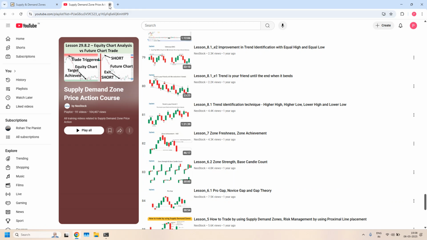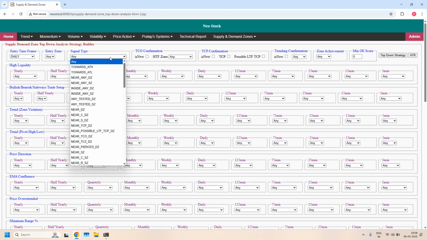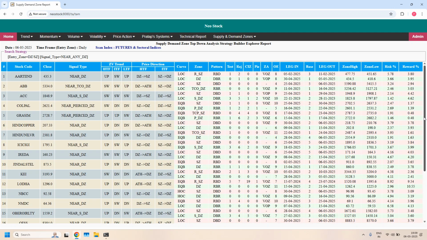Okay, now let's generate the reports. So first, I'm going for daily time frame. Let us find the stocks near to the daily demand zone. So total we got 23 stocks. So let us identify daily high liquidity demand zones from this list.